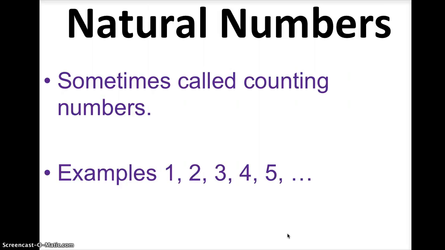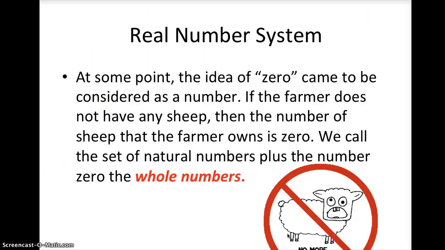Okay, let's think about another type of number though. A number that's not here is zero. Let's say somebody comes and steals all of Farmer Bob's sheep. How many sheep does he have? He doesn't have any. So how does he represent not having any? And that will be zero.